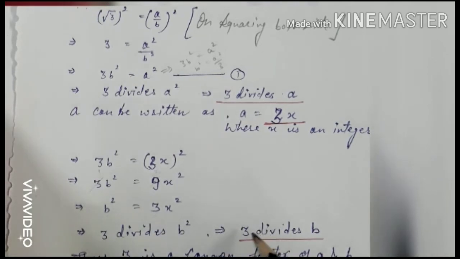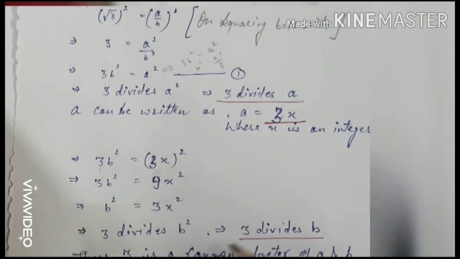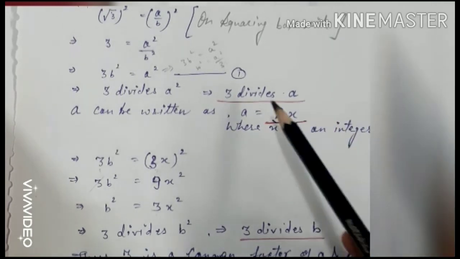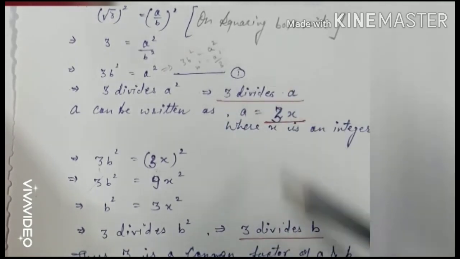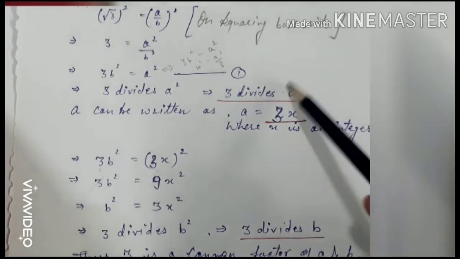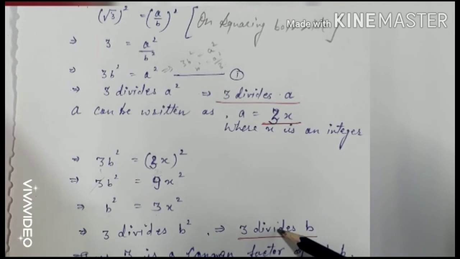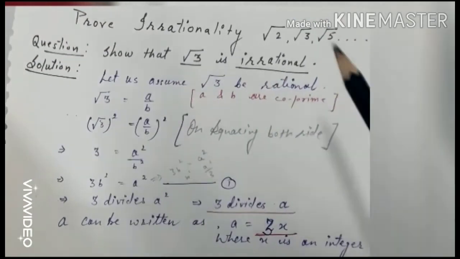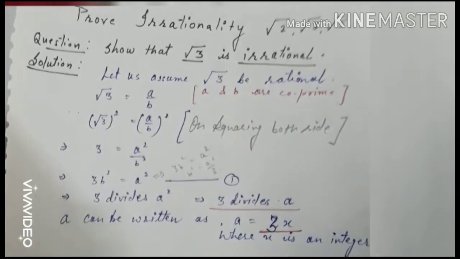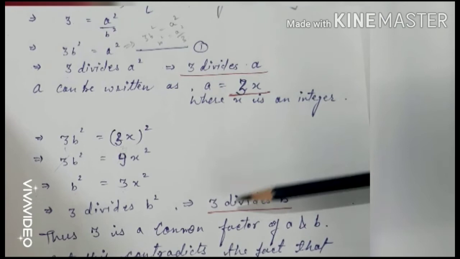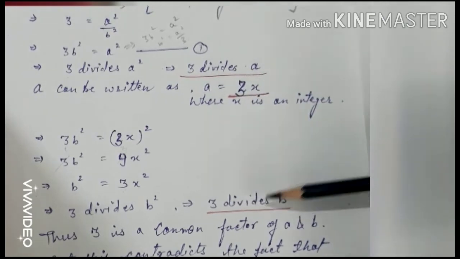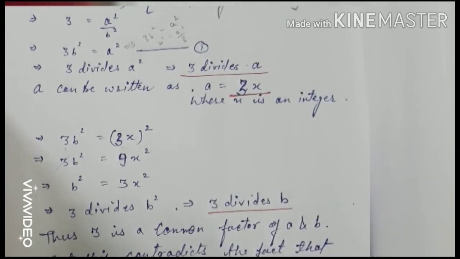That means we have written it as 3 divides b. Here 3 divides a and here 3 divides b. That means they have a common factor 3. Thus 3 is the common factor of a and b. But earlier what we have supposed? We have supposed that a and b are co-prime. They do not have any factor other than 1. But here we get 3 as a factor. That means 3 is dividing a and b. So this is our contradiction.